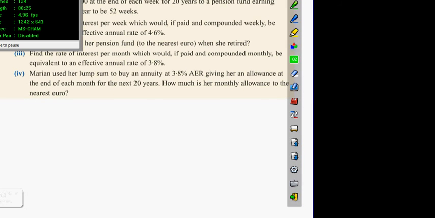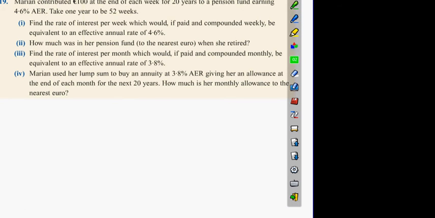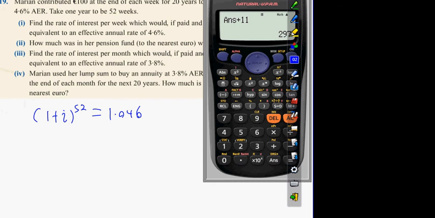Okay guys, so it's going to be over a year, a year being 52 weeks. So it means it gets compounded 52 times and it has to be the same as 1 year at the end. So 1 plus i to the power of 52 is equal to 1.046. So you go to the calculator and do the 52nd root of 1.046.